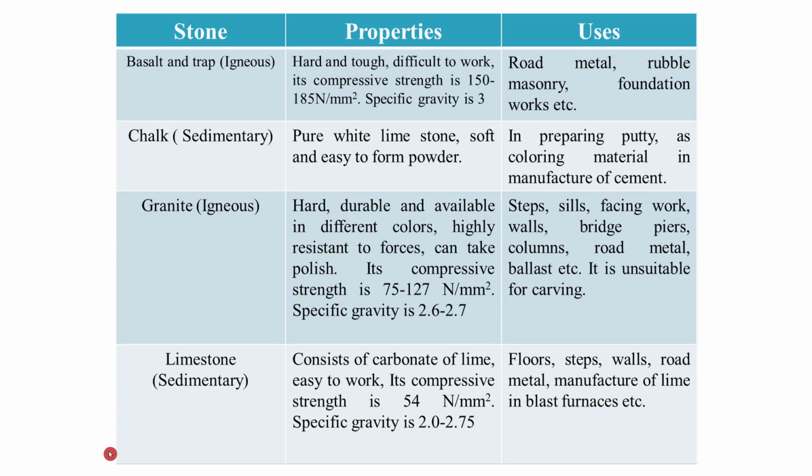So we have already seen the various types of stone or rock based on the classification. We will see what properties are exhibited by these stones and how they are useful for construction purposes. Basalt and trap are igneous rocks. They have hard and tough properties, and they are difficult to work, and their compressive strength is very high, in the range of 150 to 185 Newton per mm square. As they are not workable, they are generally used for road metal, rubble masonry, and foundation works.